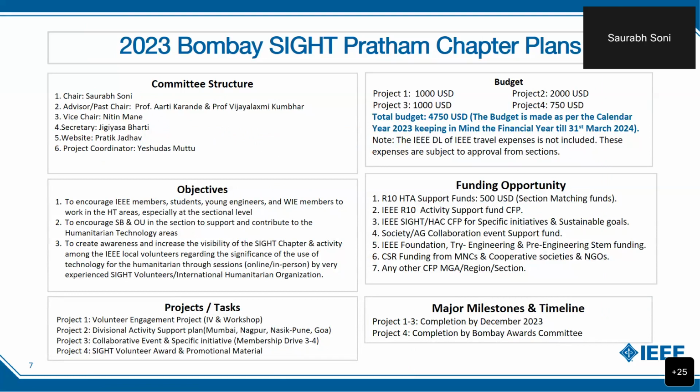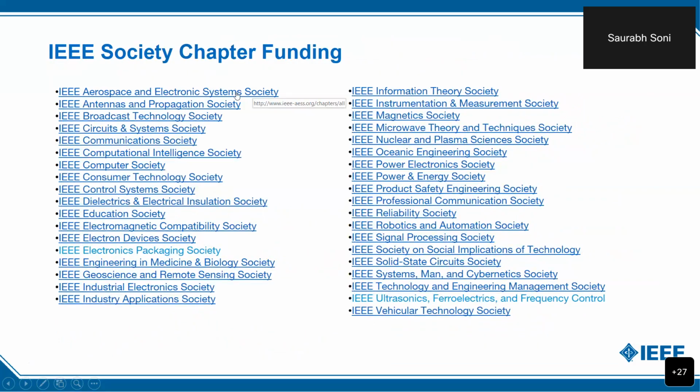These are a few key points that I have developed in Region 10 also, and even for my chapter this year. I have prepared a budget and objective projects, and distributed my work into project tasks, milestones, funding opportunities, and the budget. If you see this, this is just a temporary thing for display. If you relate this to project one, that is voluntary engagement, project IV and workshop, I have allocated certain funds to that.